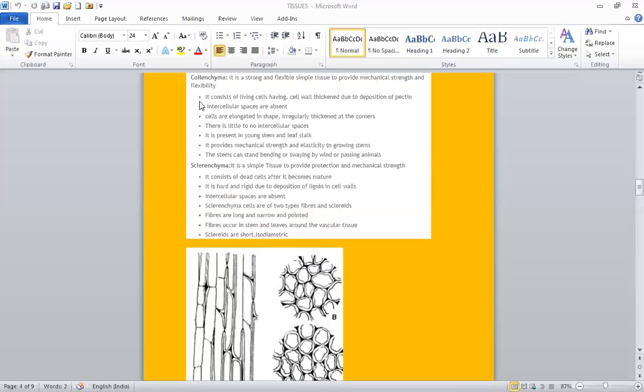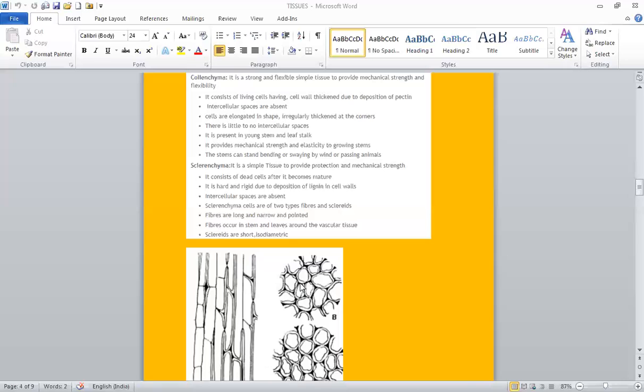What are the characteristic features of this tissue? You can see the picture also. This is the transverse section of collenchyma, and this is the longitudinal section of collenchyma. So we can say that collenchyma consists of living cells having cell walls thickened due to deposition of pectin. You can see over here, the cell walls are thickened irregularly. These are the irregular thickenings, or deposition of pectin.